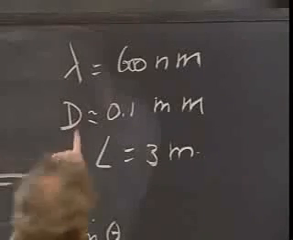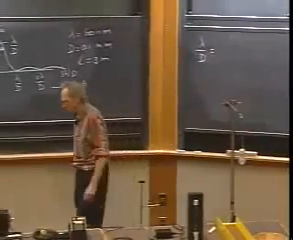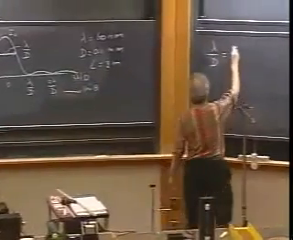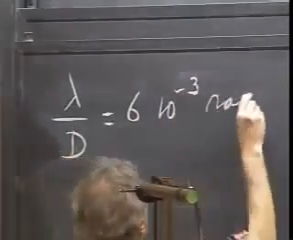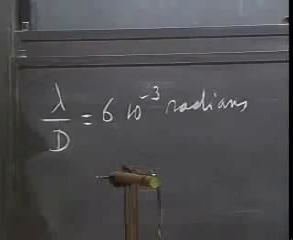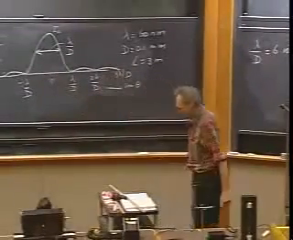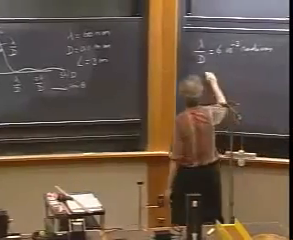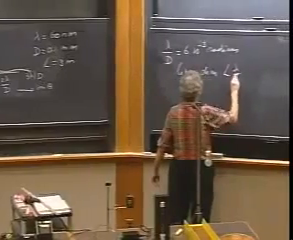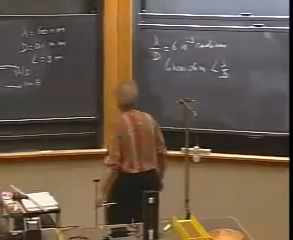So we can calculate now what lambda divided by d is. That would give you the angle in radians. That is 6 times 10 to the minus 3 radians. Sine theta is very close to theta. And so now you can calculate the linear size of this central maximum, as I'm going to show you on the screen. And that linear size is now L. So the linear dimension is L times lambda over d. So that's how wide that central maximum will be. And that, in this case, will be about 2 centimeters.